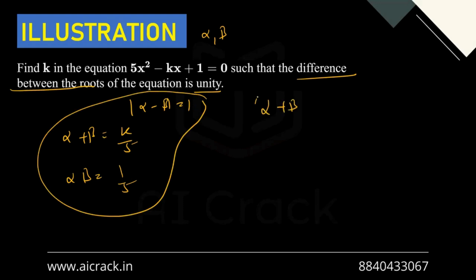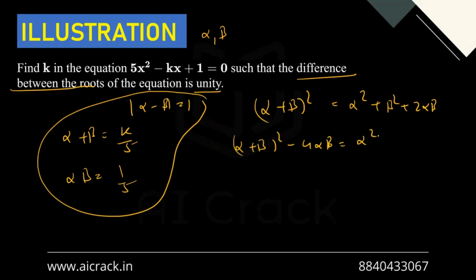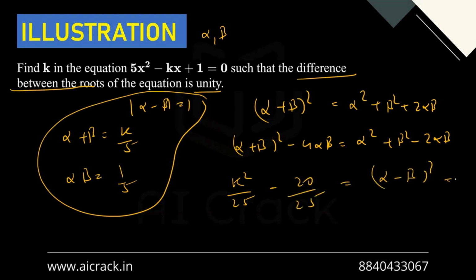So we know that alpha plus beta whole square equals to alpha square plus beta square plus 2 alpha beta, right? And if I subtract 4 alpha beta on both sides, alpha plus beta whole square minus 4 alpha beta equals to alpha square plus beta square minus 2 alpha beta, right? Because we have subtracted 4 alpha beta from here. Okay. Now alpha plus beta whole square becomes k square by 25. Now 4 alpha beta becomes 4 by 5, or you can say 20 by 25, right? And this becomes alpha minus beta whole square, that is nothing but 1.